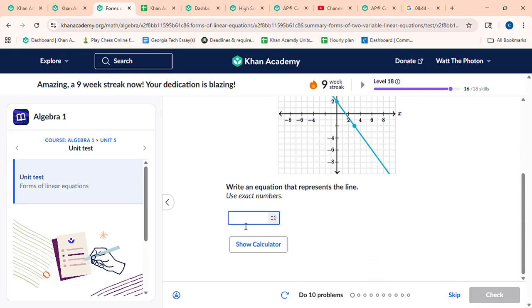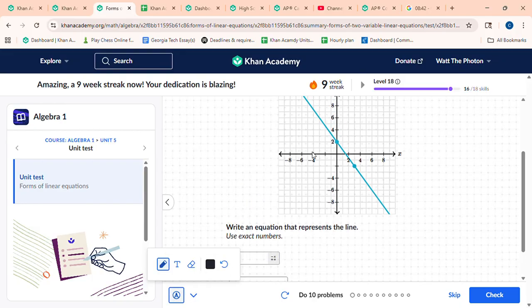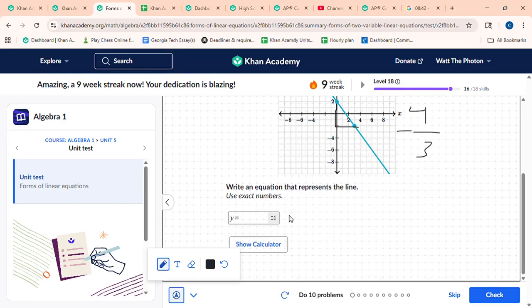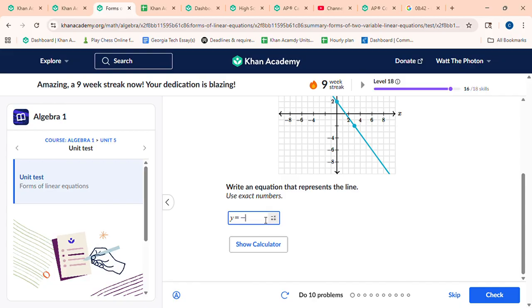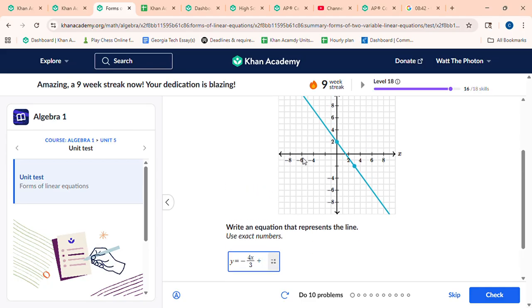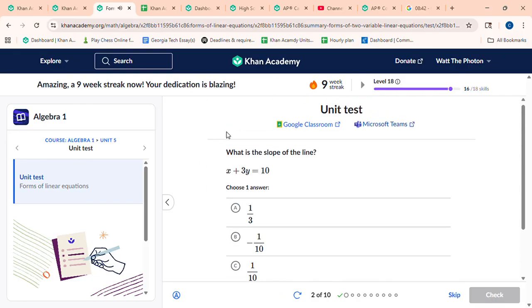Write a line that represents the equation y equals... that's 4 down, 3 across. So negative 4/3, negative 4/3 x plus 2. Intercept is 2. So when x equals 0, y equals 2. What's the slope of this line?